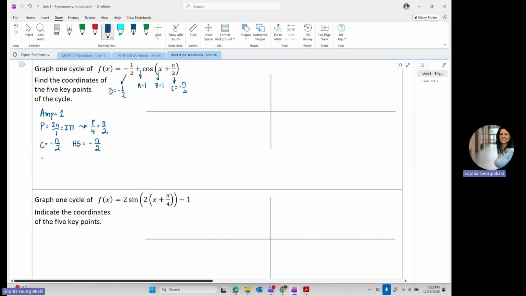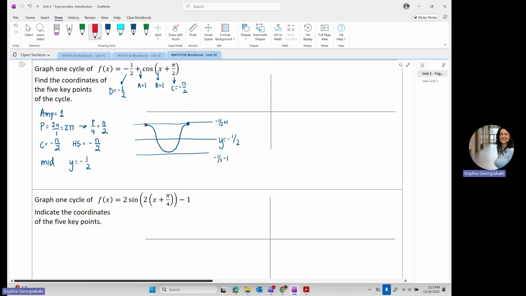And the midline is the vertical shift, y equals negative 1/2. This is a cosine function. This is the midline, y equals negative 1/2. And the cosine graph goes like this. The amplitude is 1. So this part is negative 1/2 plus 1. This part is negative 1/2 minus 1.